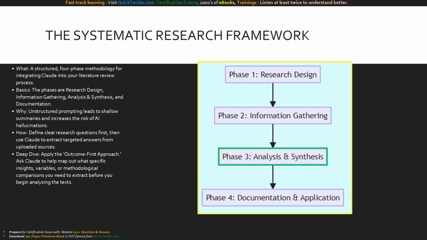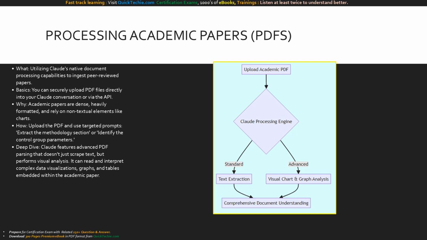This flowchart maps out the 4 phases of the systematic research framework. Notice how Phase 3, analysis and synthesis, is highlighted. This is where Claude's true power lies in a literature review. You aren't just passing through these steps randomly, it is a linear, deliberate progression. You must complete the design and gathering phases using your own academic judgment before you invite Claude to help synthesize the data. Let's dive into the mechanics of handling the actual documents.